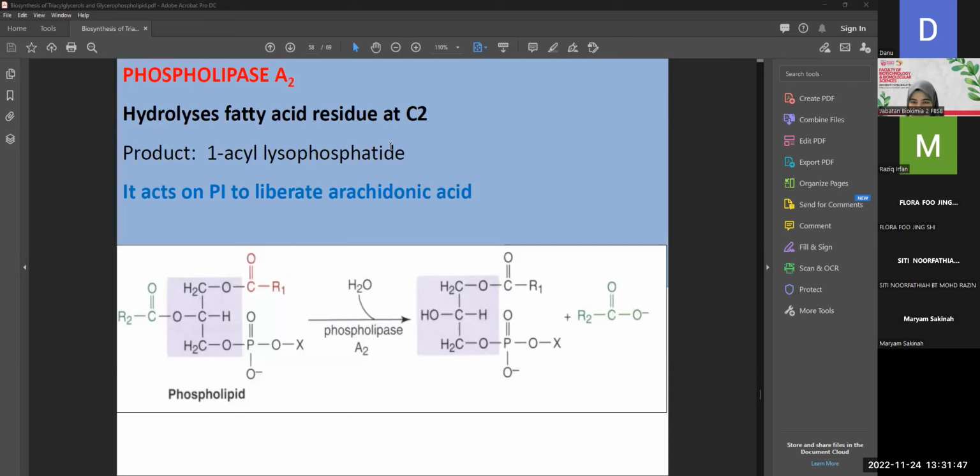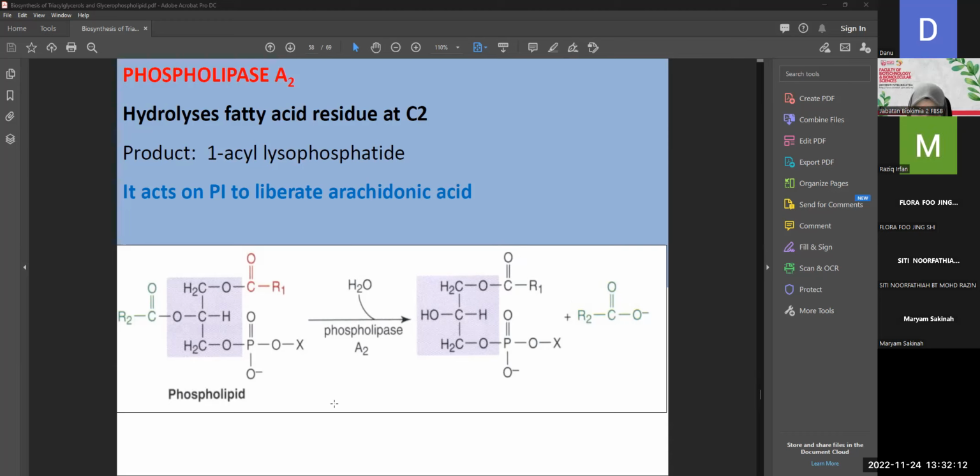Phospholipase A2 hydrolyzes the fatty acid residue at carbon 2. So basically it will produce 1-acyl lysophosphatide. Okay, 1-acyl lysophosphatide.